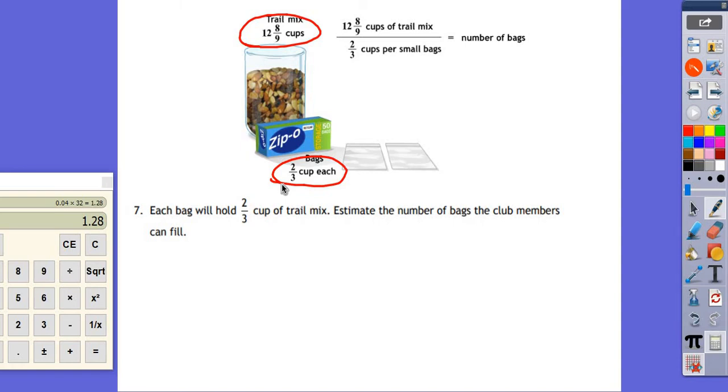Number 7 wants you to estimate approximately how many bags that would fill. With no calculator, just jot down a number. It's not going to count against you. Jot down how many bags you think can be made if we pour 2/3 cups and we only had 12 8/9 cups. I'm going to walk around. I actually want to see what numbers you wrote.